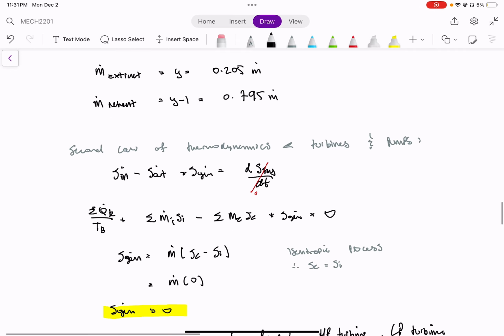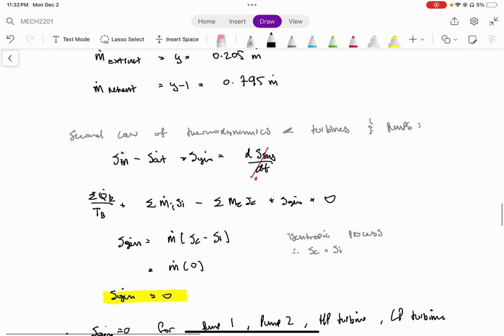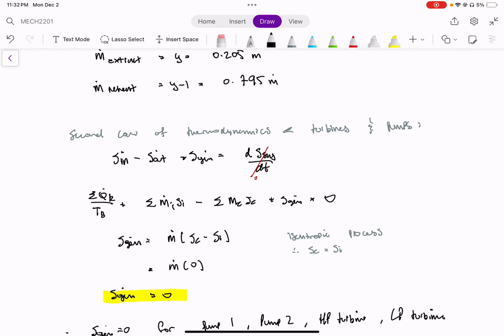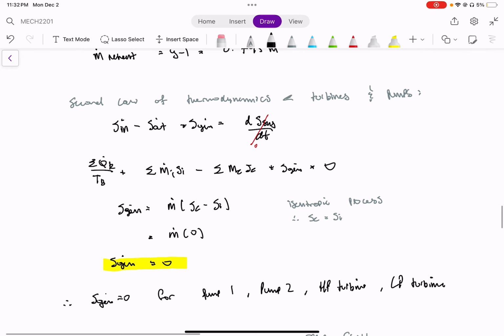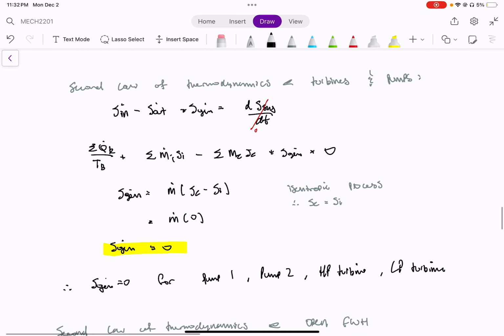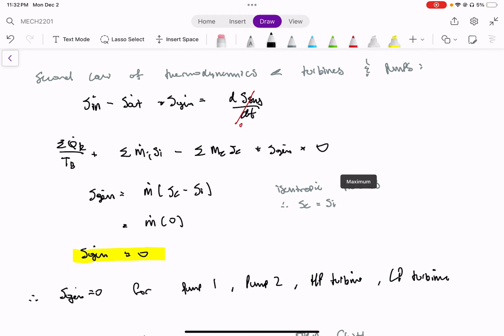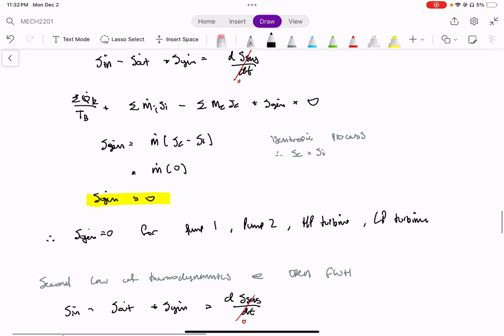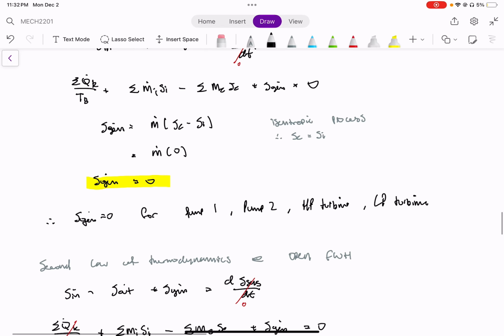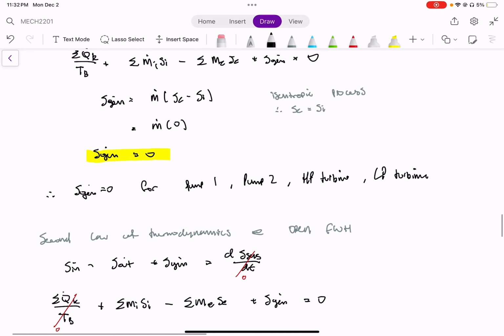For the second law of thermodynamics at the turbines and pumps, we're going to neglect the change in enthalpy. Using the second law and simplifying it for Sgen, it's isentropic, so Se equals Si. We're going to find that for pump one, pump two, the high pressure turbine and the low pressure turbine, the Sgen is actually 0.